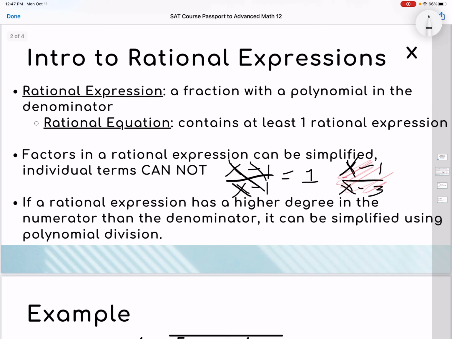All right, then the last rule here is that if a rational expression has a higher degree in the numerator than the denominator, it can be simplified using polynomial division. And you learned how to do polynomial division in the last video.